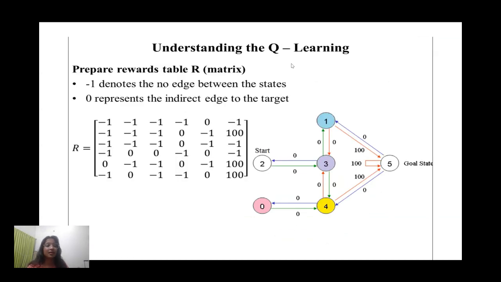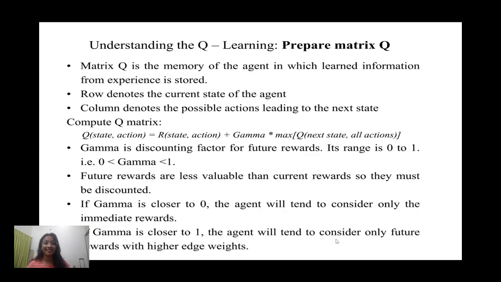Prepare the reward table, matrix R. -1 denotes no edge between the states and 0 represents an indirect edge to the target, as you see over here. Understanding Q learning: prepare matrix Q. Matrix Q is the memory of the agent in which learned information from experience is stored. Rows denote the current state of the agent. Columns denote the possible actions leading to the next state.